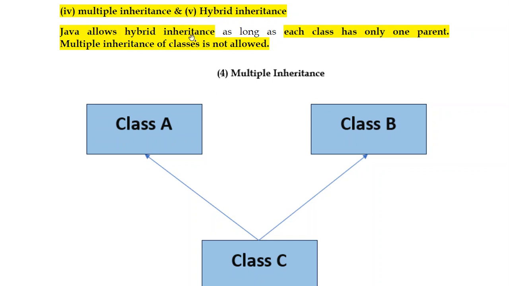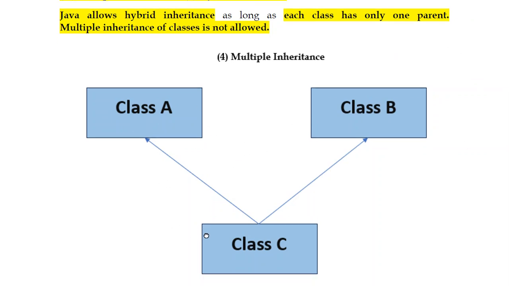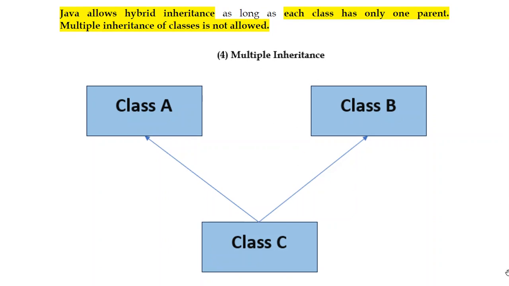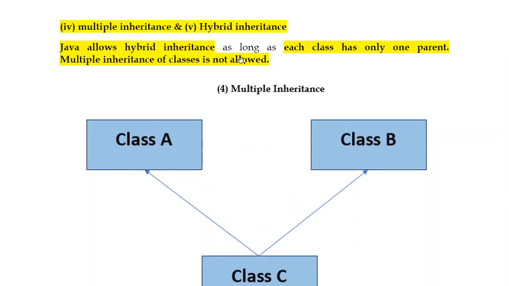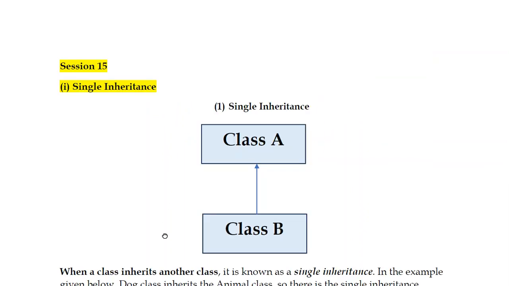Java allows hybrid inheritance as long as each class has only one parent. Mark my words, this is important: each class has only one parent. Because if they allowed two parents, then it would be treated as multiple inheritance, so it is not supported. That's the reason it supports only one parent. Okay, as long as each class has only one parent. I hope you are clear on this.